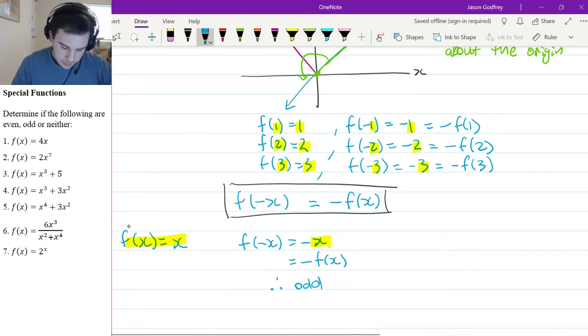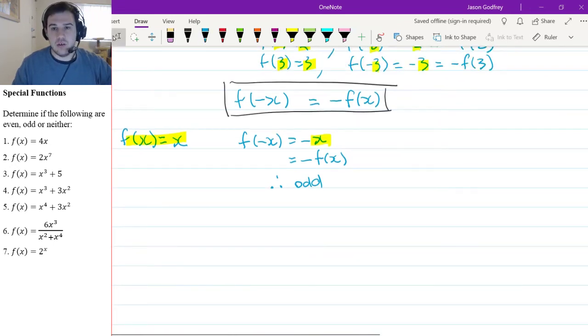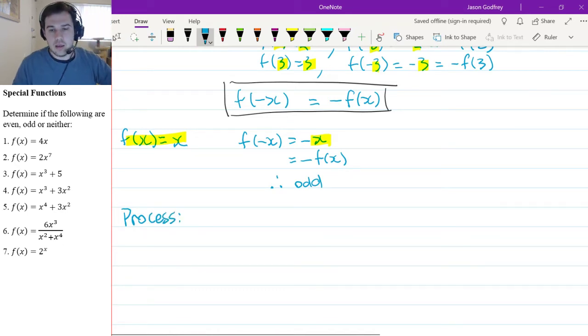Alright, so the general process to test whether a function is even, odd, or neither is that you'll notice both times when I did it algebraically, I input negative x into the function.